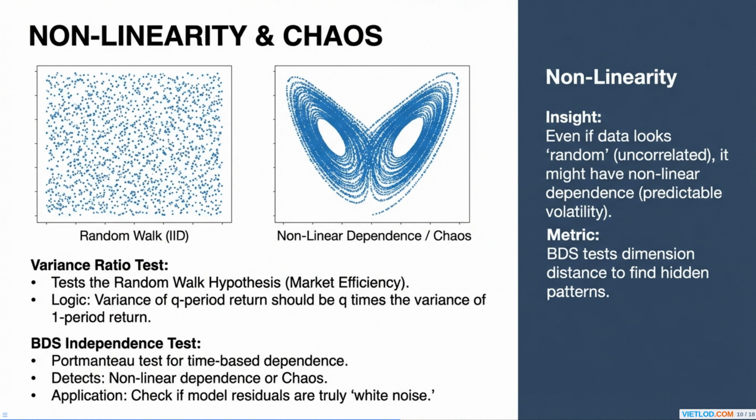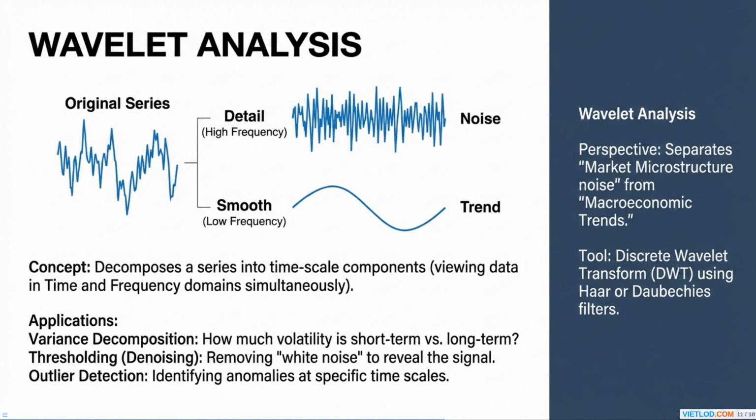The BDS, Brock, Dechert, and Scheinkman test is a more powerful portmanteau test for time-based dependence. It can detect subtle, nonlinear patterns and even chaotic behavior that other tests would miss. A key application of the BDS test is as a diagnostic tool. After fitting a model like a GARCH model to financial returns, you can apply the BDS test to the residuals. If the test is insignificant, it suggests your model has successfully captured all the linear and nonlinear dependence, and the remaining residuals are truly random.